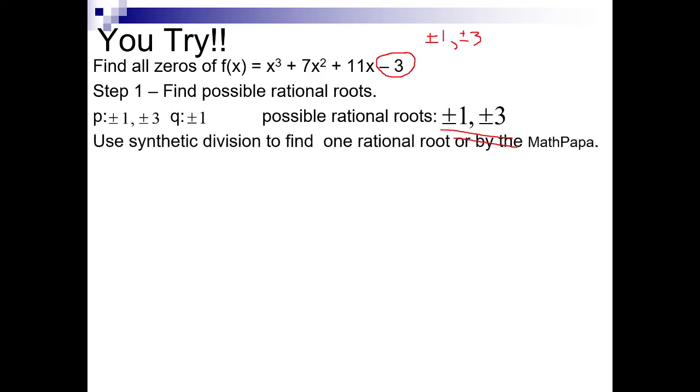So which one do you want to use? You want to start with positive 1 or negative 1? Okay, let's try negative 1. So we have here 1, 7, 11, and negative 3. And let's try negative 1. We have 1, then we have negative 1. We have 6, negative 6. This is 5. And you have negative 5. It's negative 8. It's not. I cannot use negative 1.